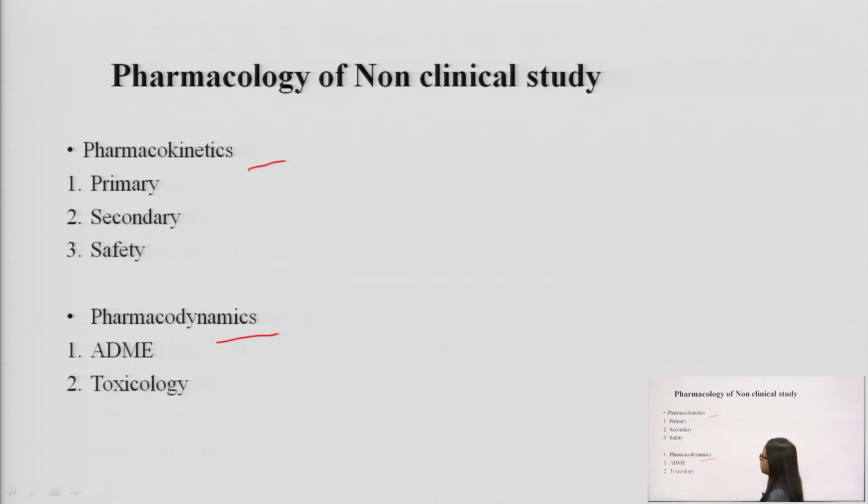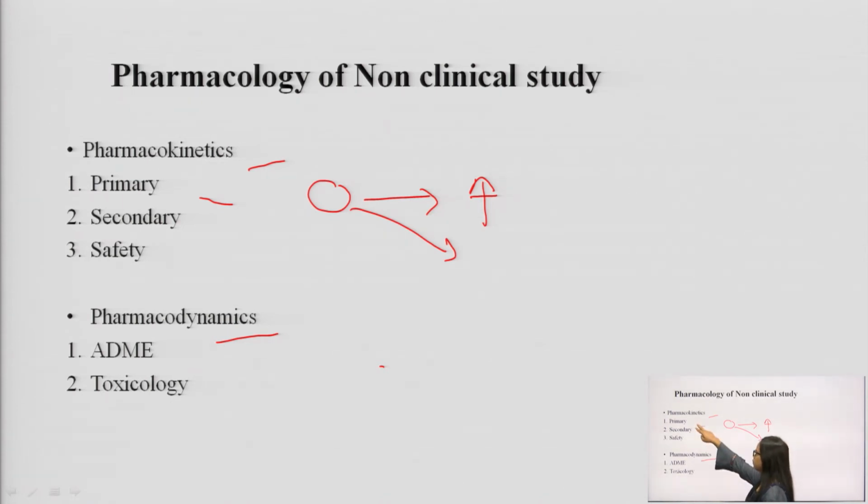Pharmacokinetics consists of three factors: primary, secondary and safety. In primary, we check the effect of the new drug or the compound on the targeted organ. In secondary pharmacokinetics, we check the effect of the compound not on the targeted organ but on the other organs instead of the main targeted organ.